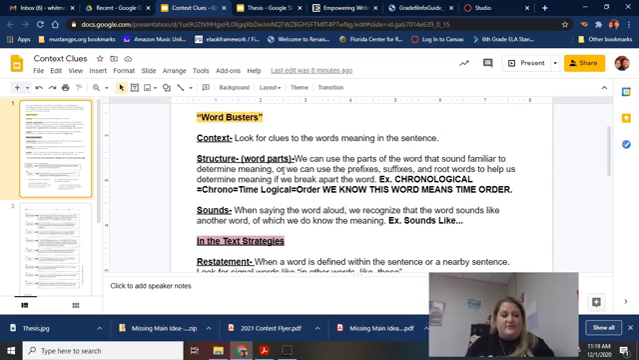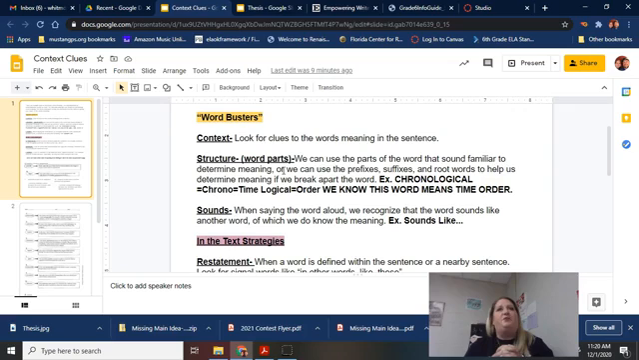Now sounds is like the old game where you do this, it sounds like, okay? So those are words that we read, and we oftentimes, maybe there's not a very good clue in the text, or it sounds like another word that we know, so we can at least get close to the meaning.